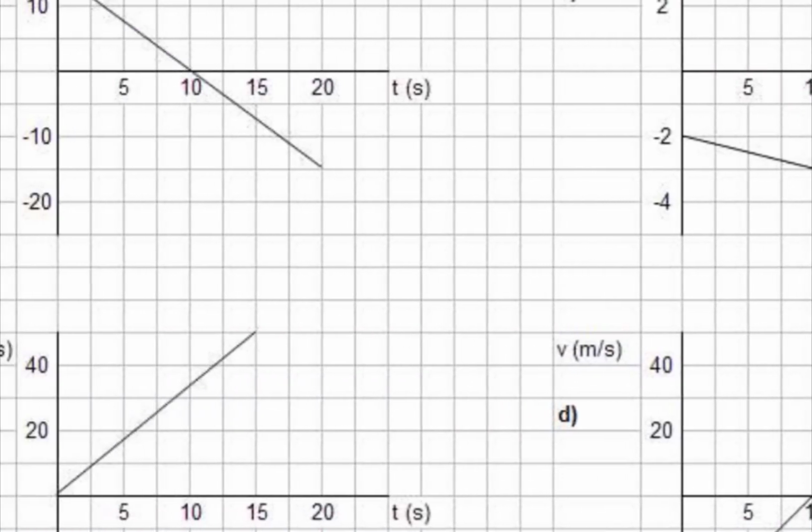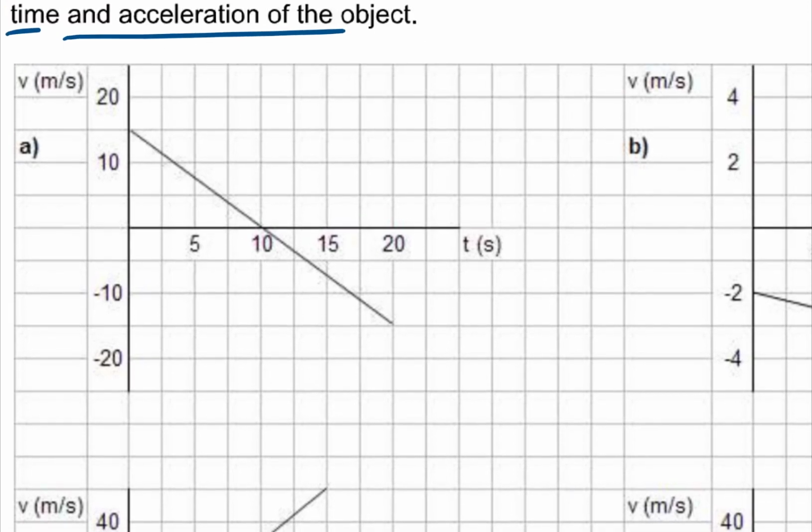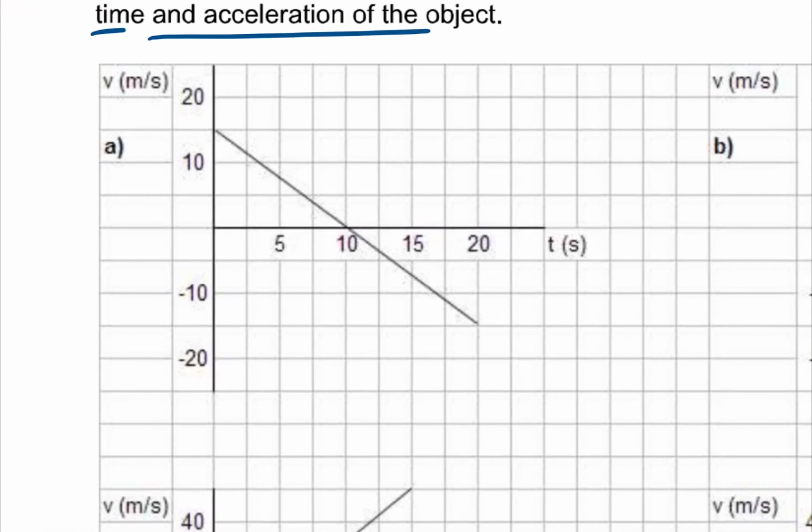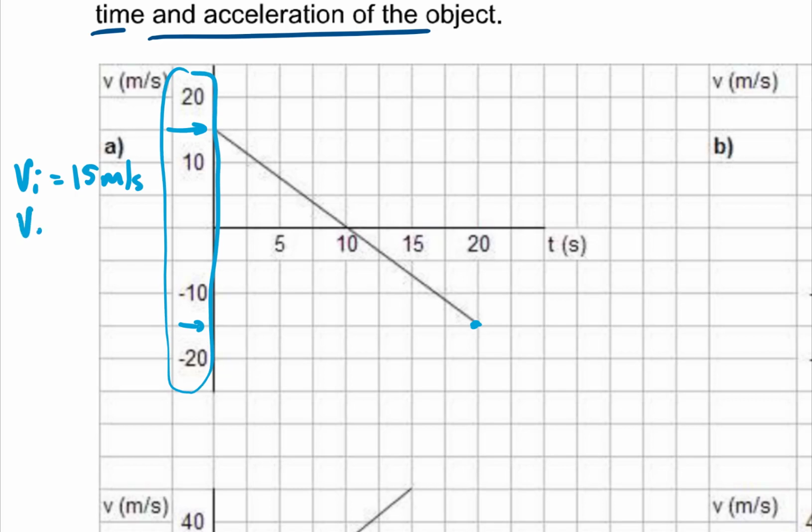And then let's look at what that means on each of these problems. So for the first one, we're going to find our initial velocity. I know that's my y-intercept. That's right here. So for A, the initial velocity is 15 meters per second. And then we end down here, that's my final velocity. I'm going to get all my velocity values from the y part of the graph. So if I want my final velocity, it has to come from the y-axis. That's going to be negative 15 meters per second.